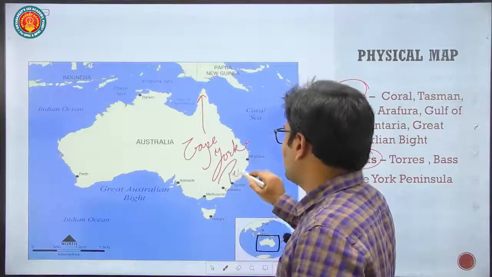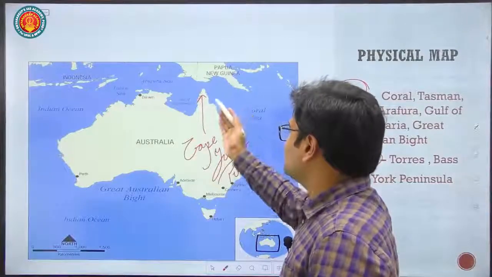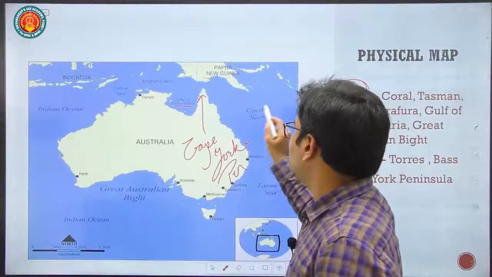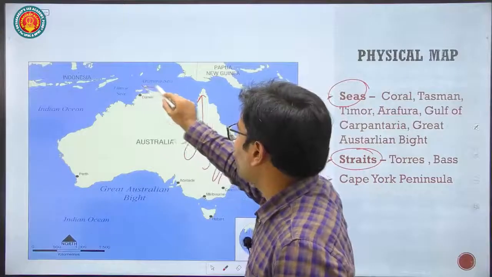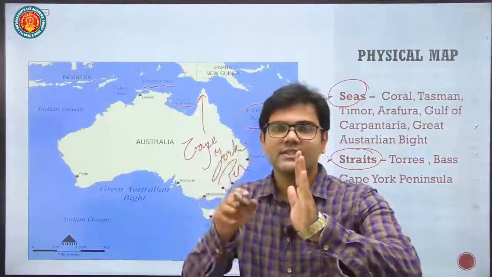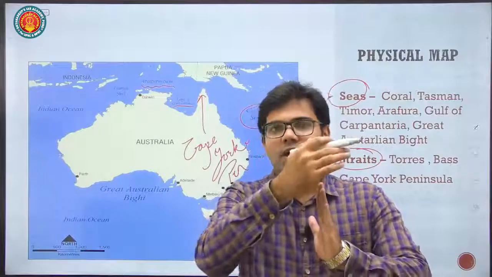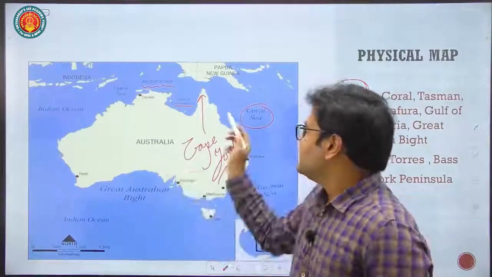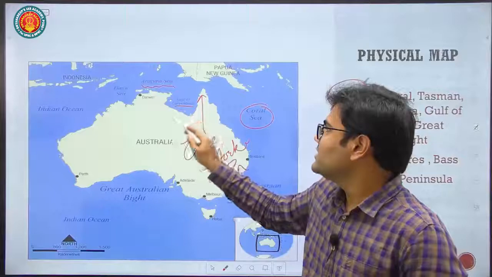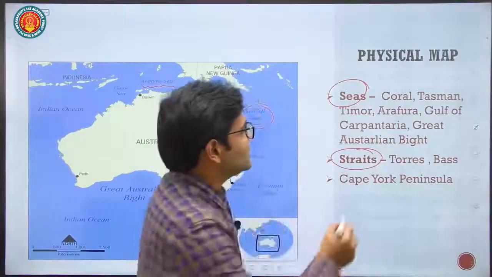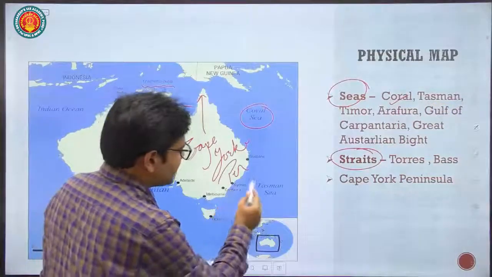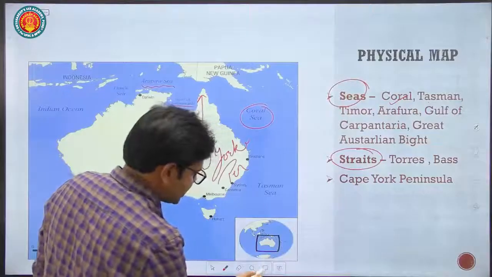Cape York Peninsula is surrounded by the Gulf of Carpentaria, the Coral Sea, and we have the Arafura Sea over here. So Cape York Peninsula is surrounded by water from three sides: in the north we have the Arafura Sea, in the east we have the Coral Sea, and to the west we have the Gulf of Carpentaria. So next, we saw about the Coral Sea, then the Tasman Sea. The Tasman Sea is present between Australia and New Zealand. Over here you can see.